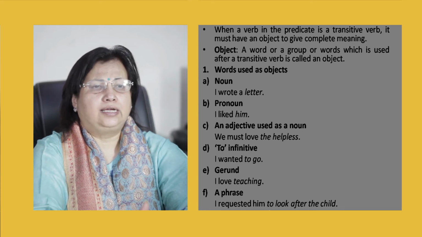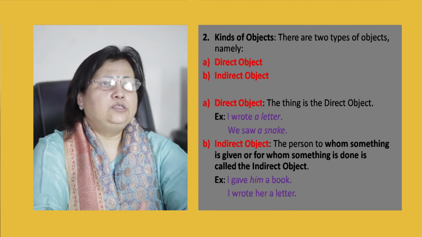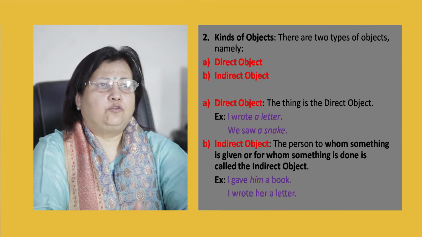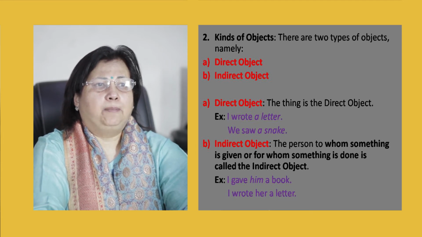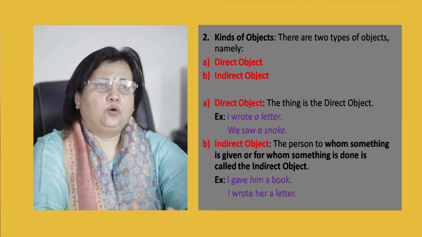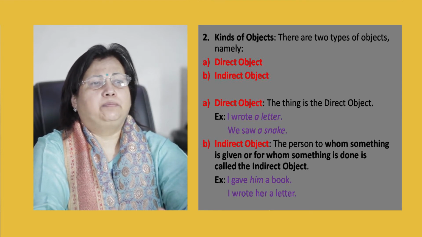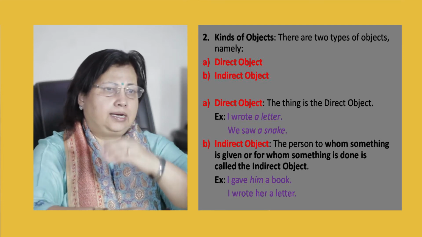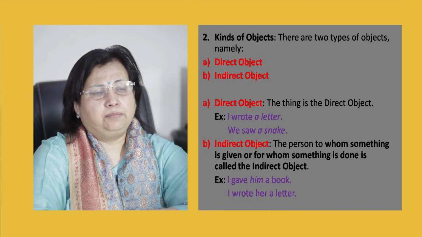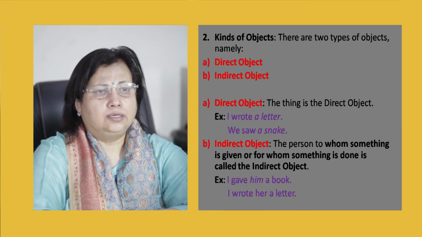Kinds of object. There are two kinds of object: direct object and indirect object. The thing is the direct object. I wrote a letter, we saw a snake. Indirect object: the person to whom something is given or for whom something is done is called the indirect object. I gave him a book, I wrote her a letter.